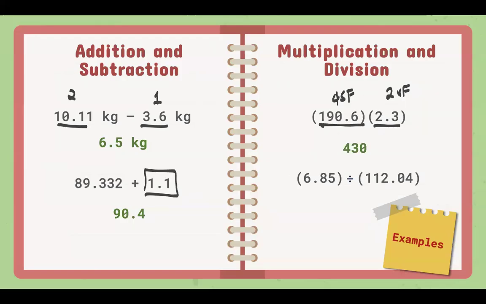Following rule number 5, the zeros before the understood decimal point are not significant. So this 0 is not significant. We only have 2, 4, and 3.